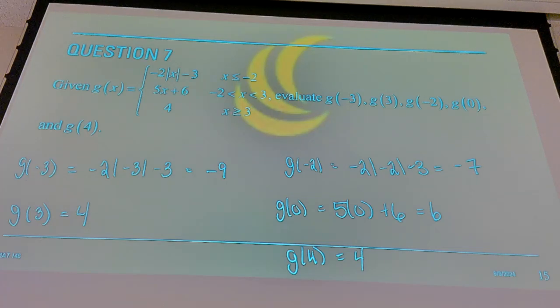Wait, how are you getting -7 and -9? With G of -2. So you know how we're deciding what piece to go into? Yeah, I understand that. So what is the absolute value of -3? 3. Times -2, which makes -6, and then -3. Okay. Same thing with the -2. So it's -4 subtract 3. Yes. Okay.